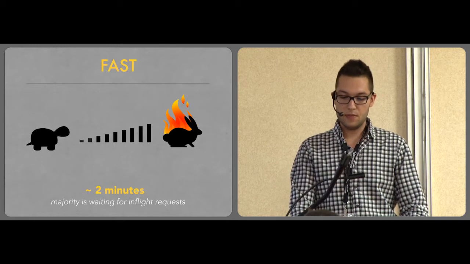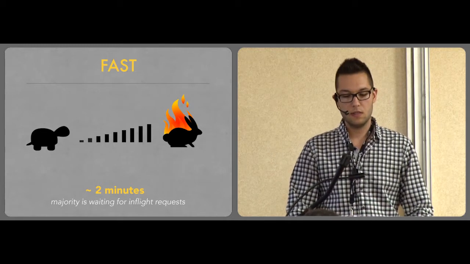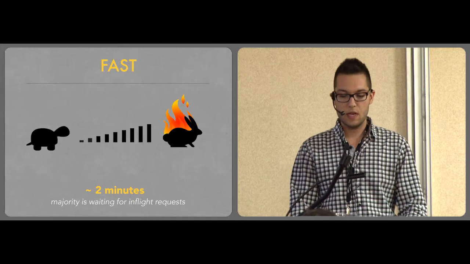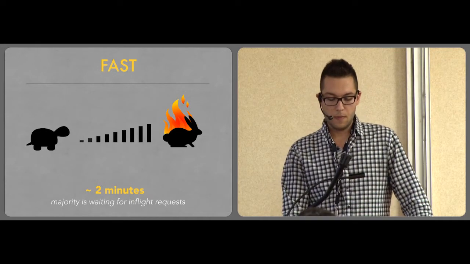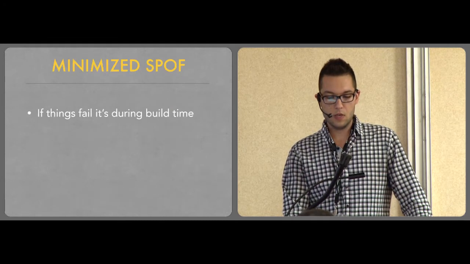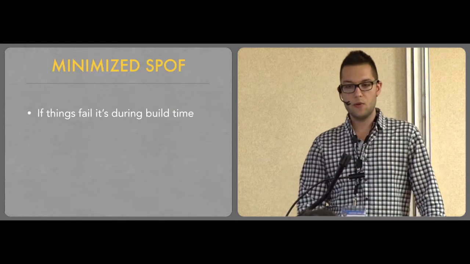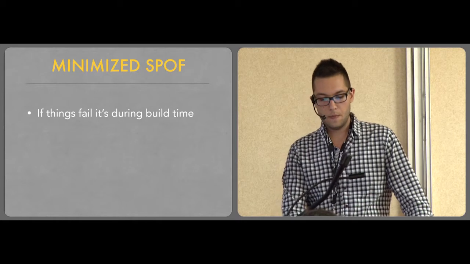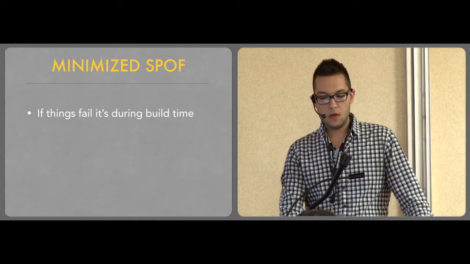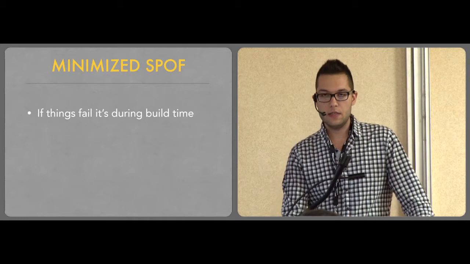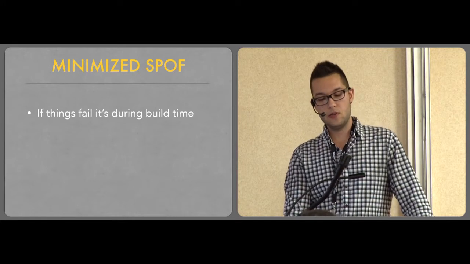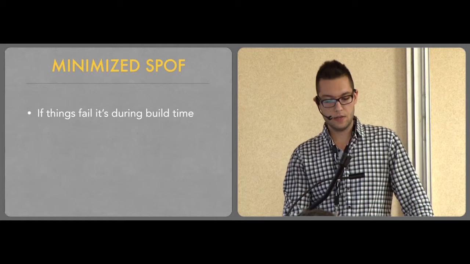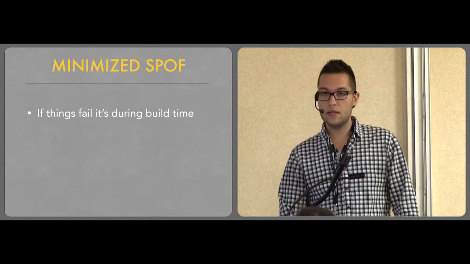So from 18 minutes, we went down to pretty much 2 minutes. And that's the majority of the time was just waiting for in-flight requests. Another thing that we did was we minimized our single point of failure. So now, if things fail, they only fail during build time. And right now, our only point of failure is GitHub. So when we're actually doing the checkout, PyPI going down doesn't really matter to us.